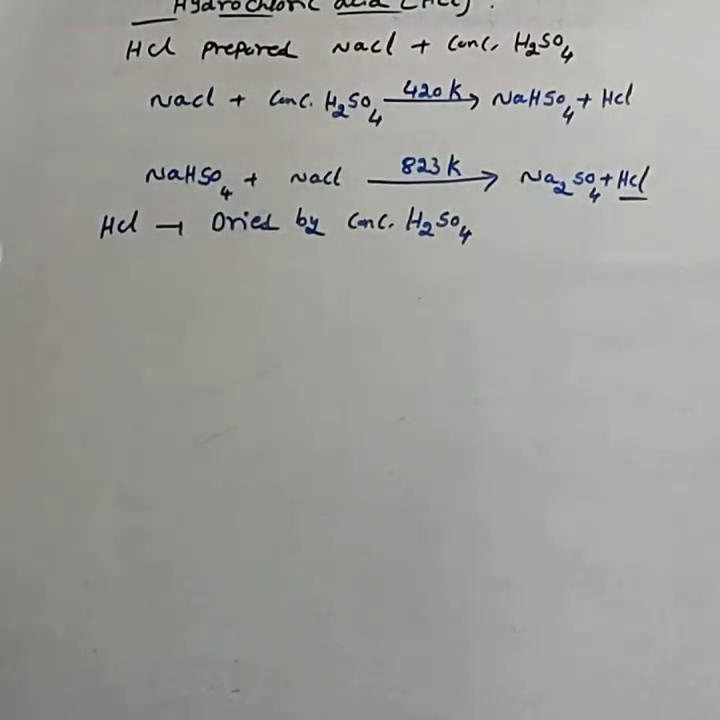This is two steps: NaCl plus concentrated H2SO4, sodium hydrogen sulfate and traces of HCl are formed. That formed sodium hydrogen sulfate is further heated with NaCl at 823 Kelvin, then we get HCl. That can be dried by using concentrated H2SO4. Then you study the properties.